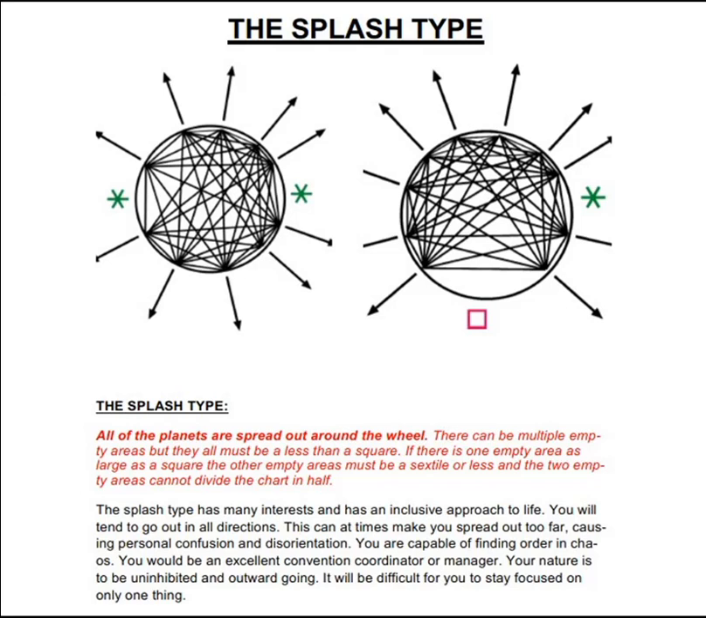The splash type has many interests and has an inclusive approach to life. You will tend to go out in all directions. This can at times make you spread out too far, causing personal confusion and disorientation. You are capable of finding order in chaos. You would be an excellent convention coordinator or manager. Your nature is to be uninhibited and outward going. It will be difficult for you to stay focused on one thing.